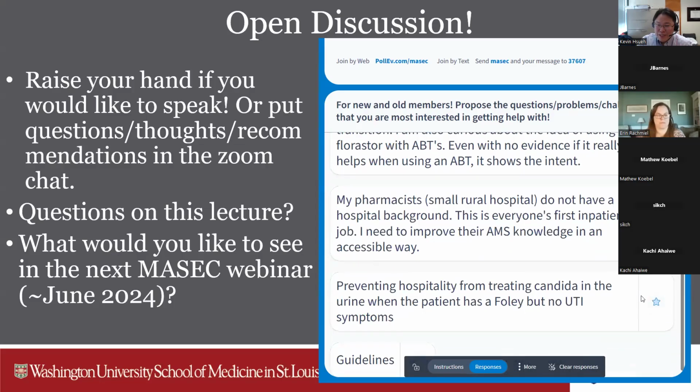And I'll go back to that initial question of treating Candida in the urine when the patient has a Foley. I think people who've read the guidelines know that that is not an indication for treatment. It's not a urinary tract infection. So this is something where you need to counsel them, try to beat it into them through education as much as possible, but realize that you're probably going to fail in not an insignificant number of cases.